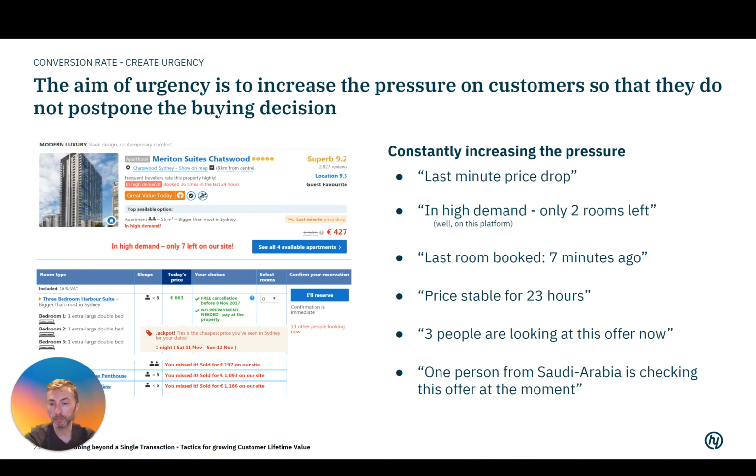On booking platforms, you see pages like here on the left-hand side with a lot of text boxes that show you that you must now book immediately because it's a last-minute price drop, in high demand, 2 rooms left, price stable for 23 hours. You see all these texts which have to be true somehow, otherwise these booking platforms get into legal trouble. But they're using it very, very actively to incentivize you to book right away.